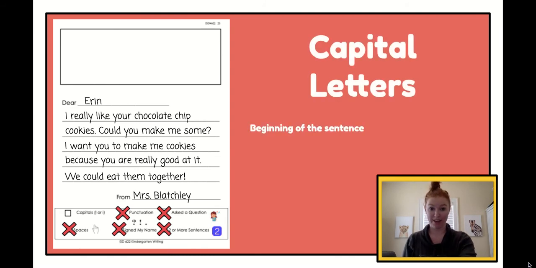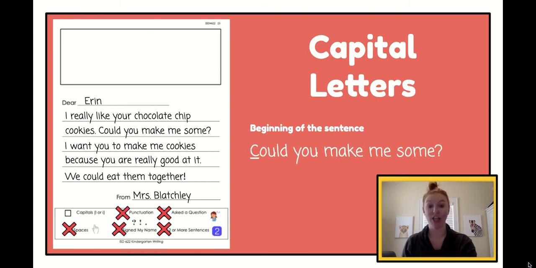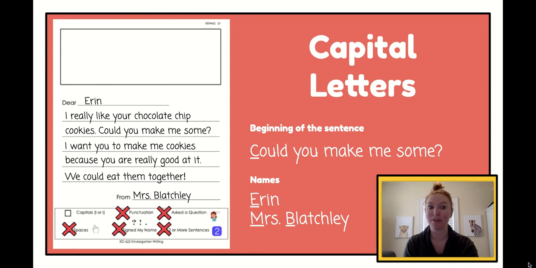So we use capital letters at the beginning of a sentence, like, could you make me some? I have a capital C, a tall C at the beginning of that sentence. And then names. My name is Mrs. Blatchley, so my M and my B are capitalized in my name. And Erin has a capital E at the beginning of her name. So names have a capital letter at the beginning, and sentences have a capital letter. I'm looking down. I think I've got them all, so I'm going to put an X there to cross off that I have all my capital letters.